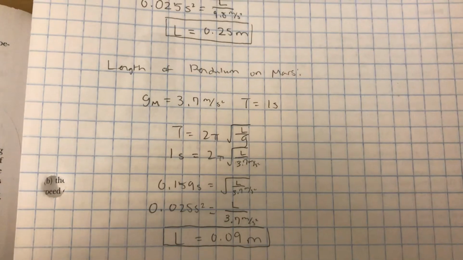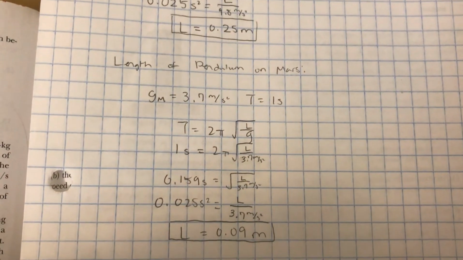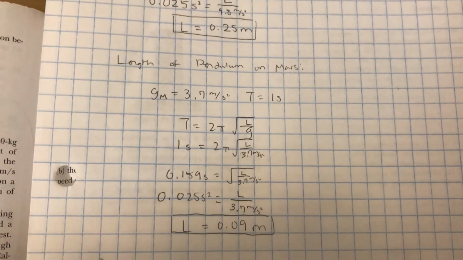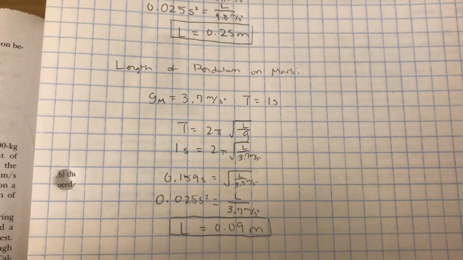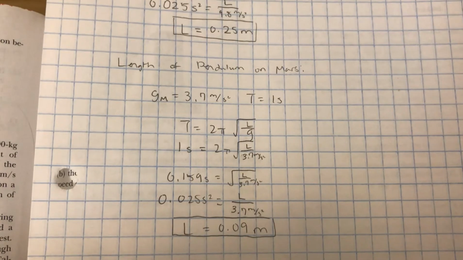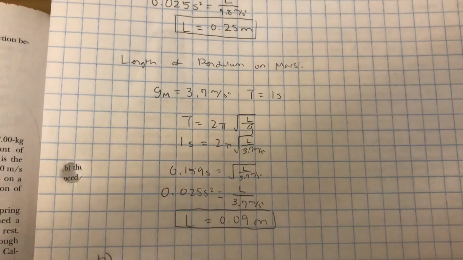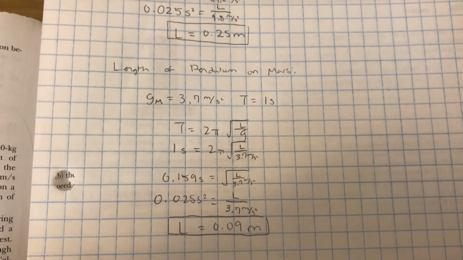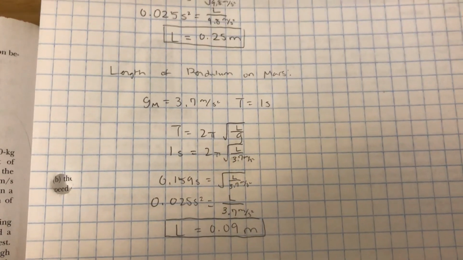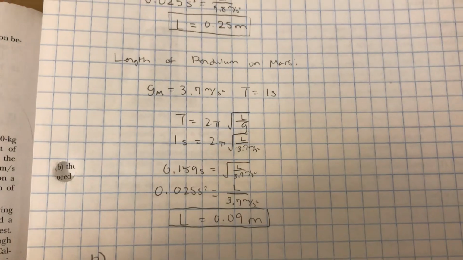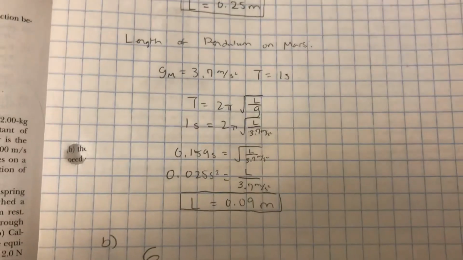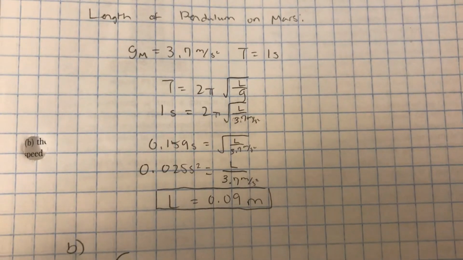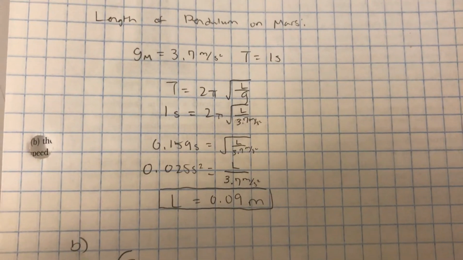For the length of pendulum on Mars, we are given that the acceleration is 3.7 meters per second squared, and then the period is the same as the one on Earth, which is 1 second. And the formula should be 1 second equals 2 pi times square root of length divided by 3.7 meters per second squared. And then again, simplify everything, and then you should get that the length of the pendulum on Mars is 0.09 meters.